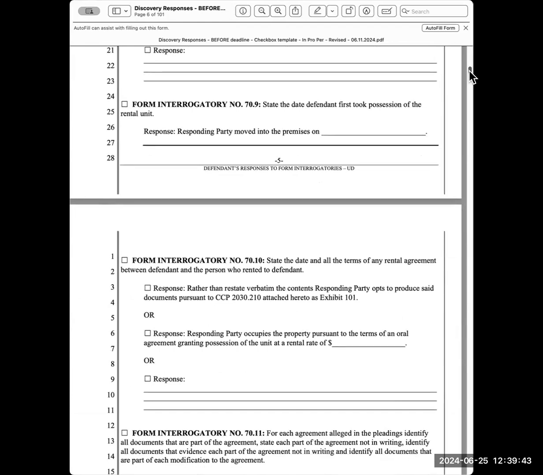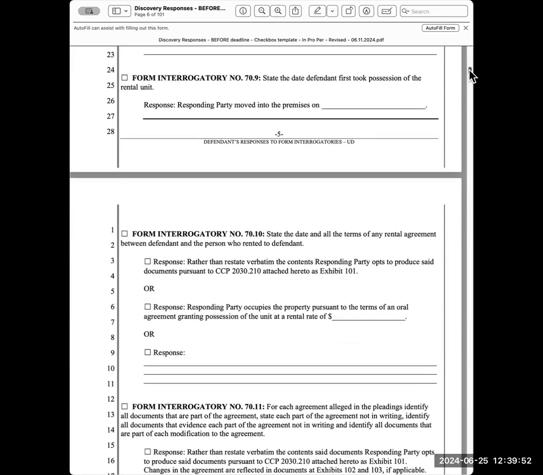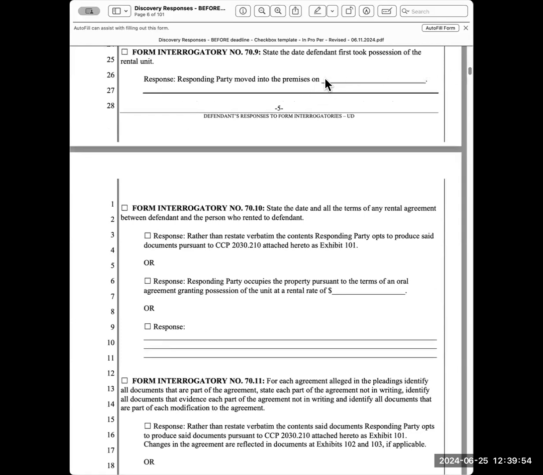Question 70.9 is asking you to state the date the defendant first took possession of the rental unit. This is a question that both parties could answer. And so you're going to put the specific date that you moved into the premises. Of course, if you don't remember exactly the date, you can write on or about a date.